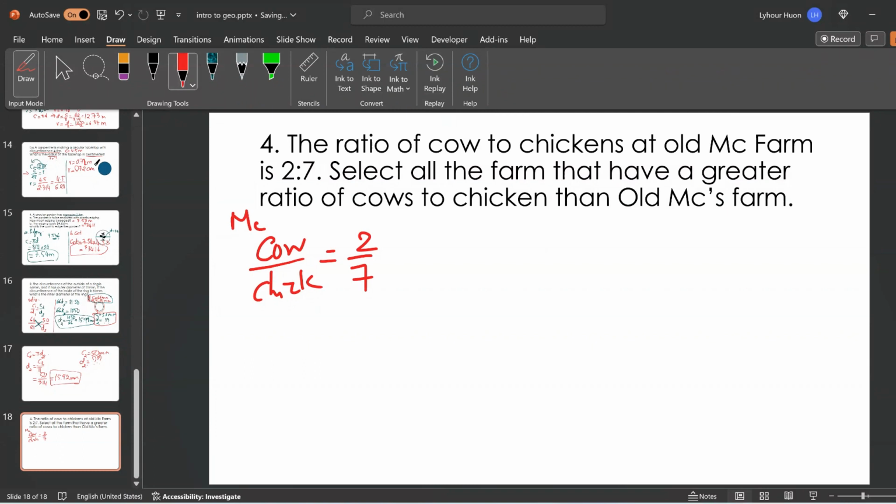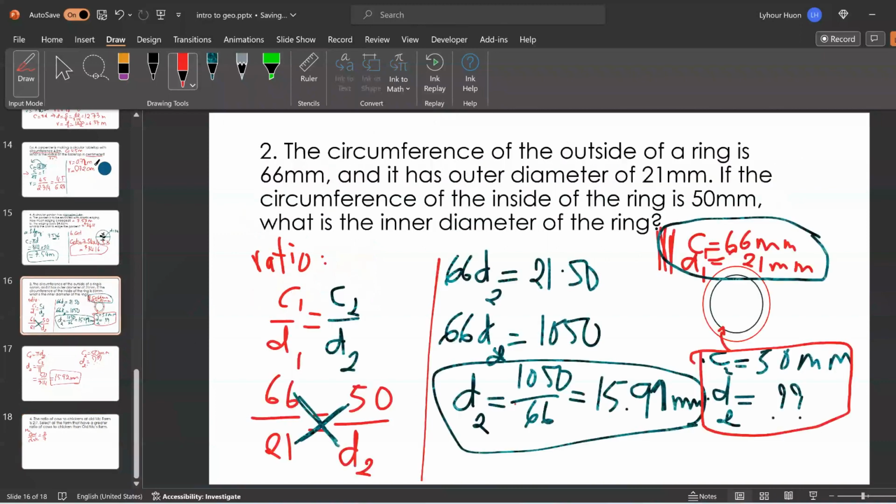The question asks to select all the farms that have a greater ratio of cows to chickens. For the one that we did earlier, it is 15.91. Is that the inner or the outer? This one is the inner. We're looking for values smaller than 21, and if the answer is more than 21, that's the question.